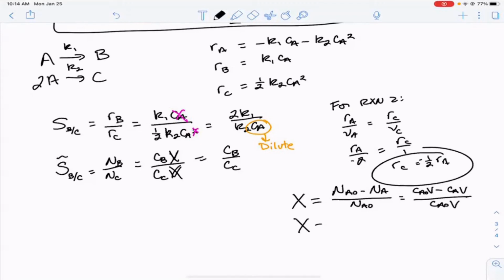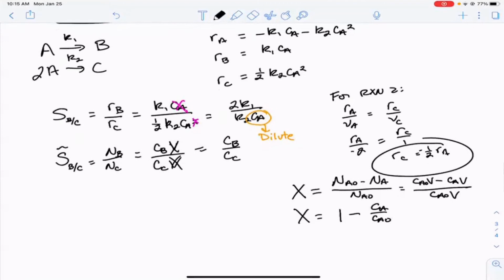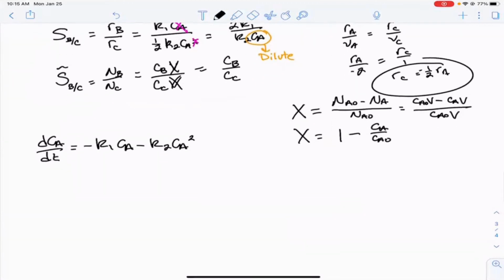And so the conversion in this problem ends up being just 1 minus CA over CA0. We'll also calculate that. But before we do this, let's solve our mass balances, right? So our simplified mass balance with constant volume is just dCA/dt equals RA, right? And that we correctly said was minus K1 times CA minus K2 times CA squared, okay?